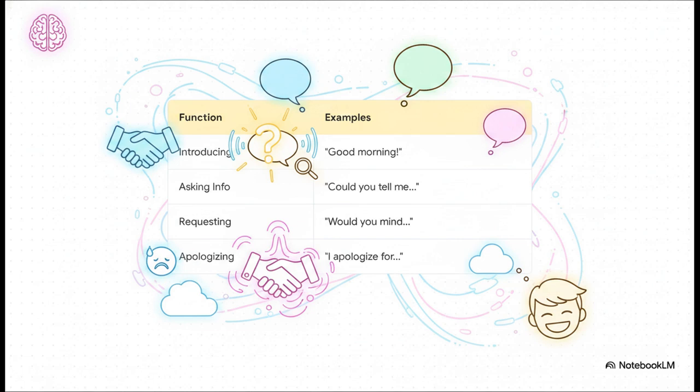For example, if your goal is to ask for info, you'd use specific tools like, "Could you tell me?" But if you need to make a polite request, you'd probably reach for something like, "Would you mind?" Recognizing the actual function behind the speech, that's what gives you control over how your conversations turn out.